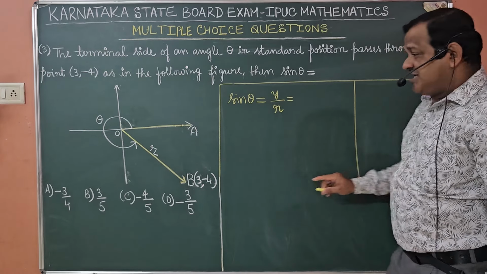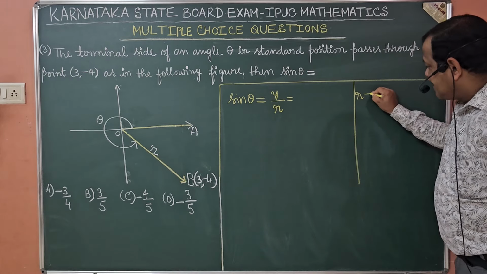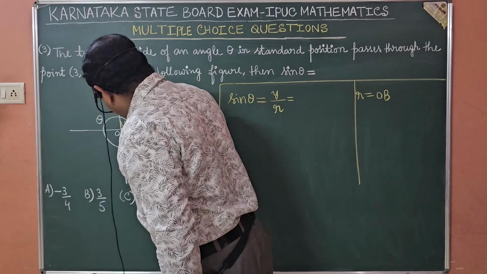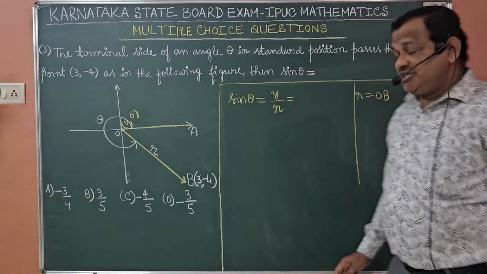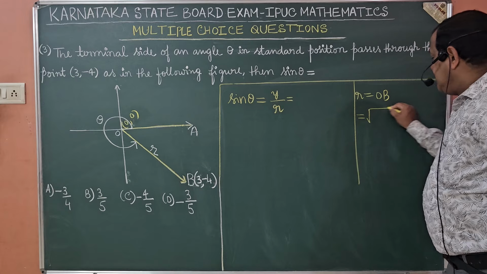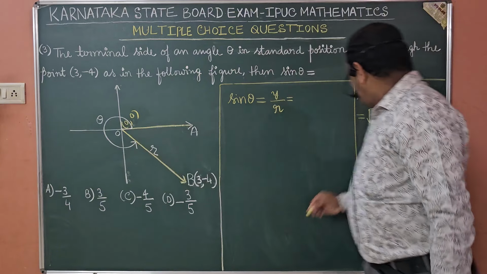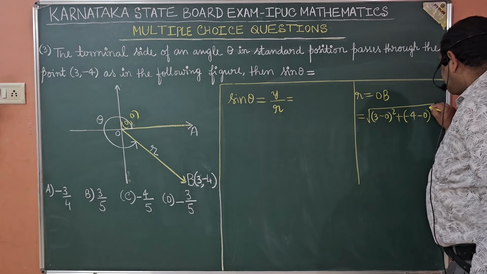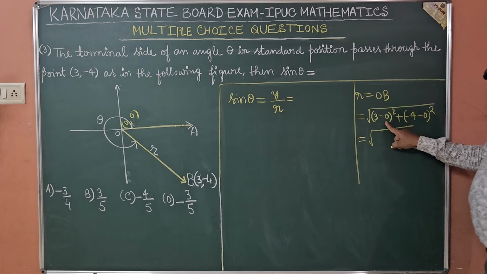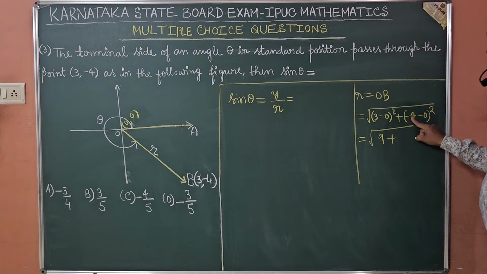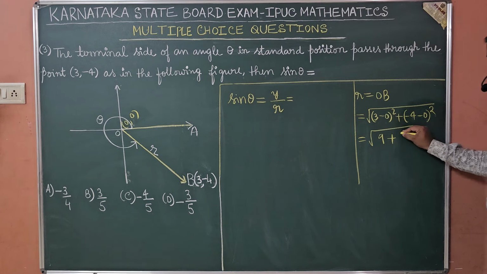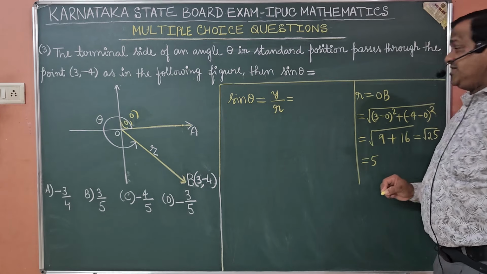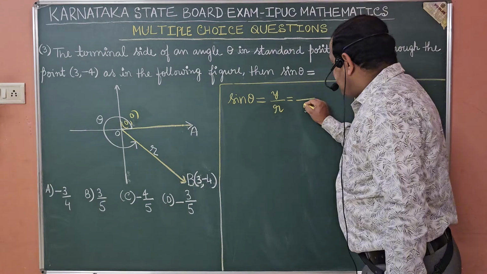See, I will do it here. See the figure, r is nothing but the distance OB, where O is the origin which has coordinates 0, 0. B has coordinates 3, -4. Therefore, OB using the distance formula is the square root of (3 - 0) the whole square plus (-4 - 0) the whole square. Therefore, it is the square root of 3 square, 9, plus -4 whole square, 16. So the square root of 9 plus 16 is 25, the square root of 25 is 5. Therefore, here our denominator becomes 5.